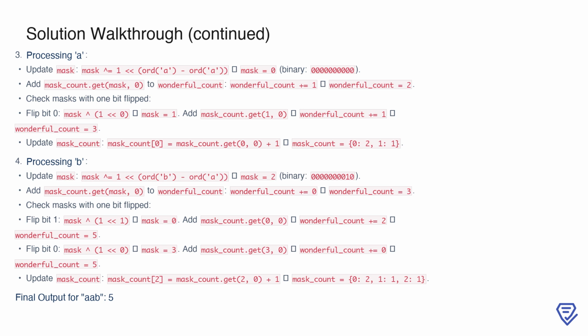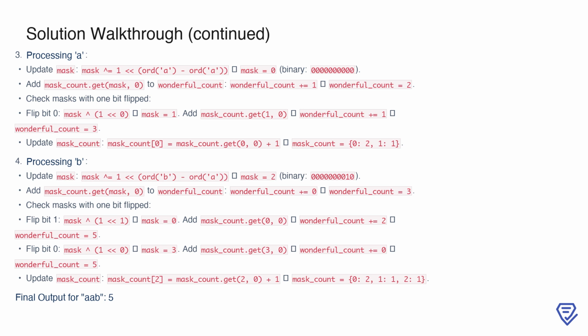We then check for masks with 1 bit flipped. Flipping the bit for a again gives a mask of 1, which has been encountered once before. Adding this to wonderful_count increases the count by 1, making it 3. Finally, we update mask_count to reflect that mask 0 has now been seen twice. The updated mask_count is 0: 2, 1: 1.